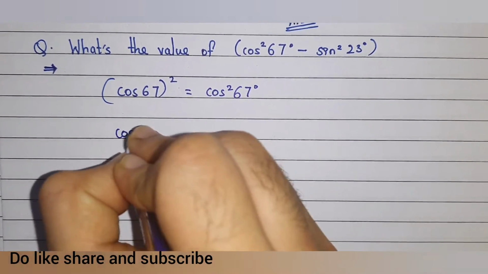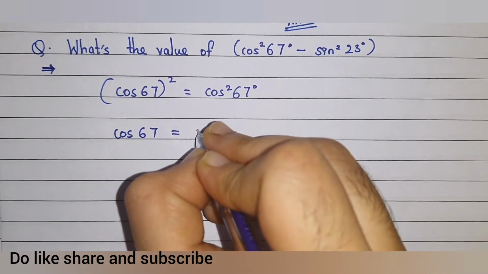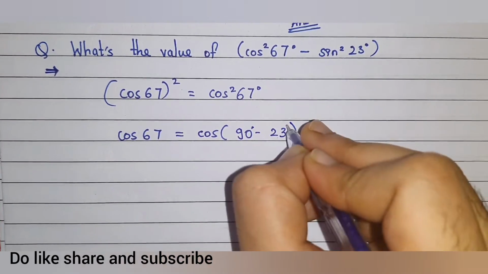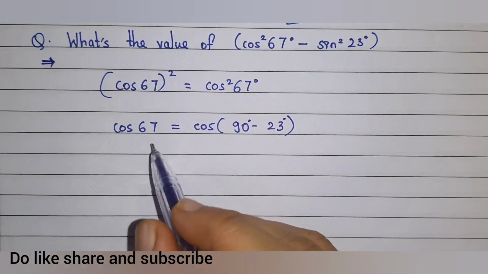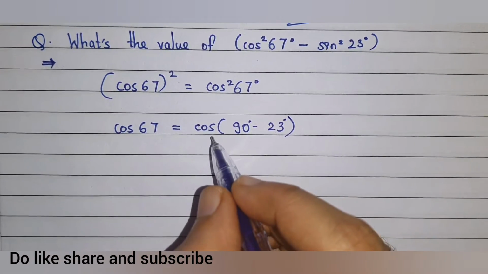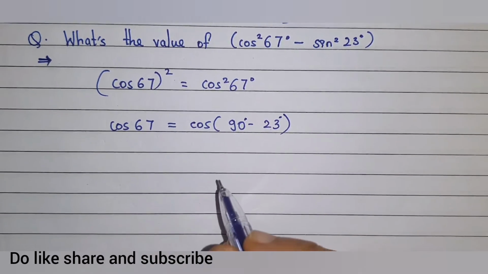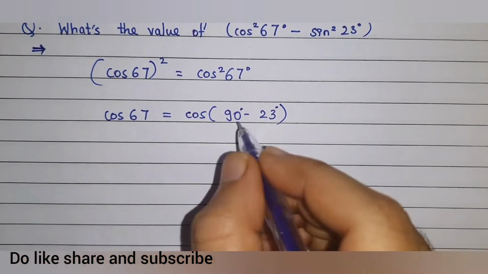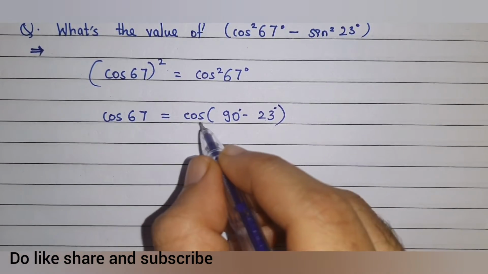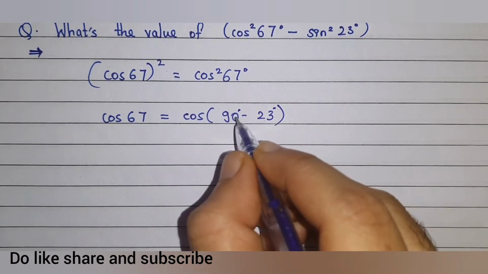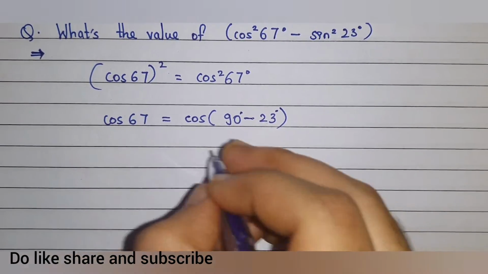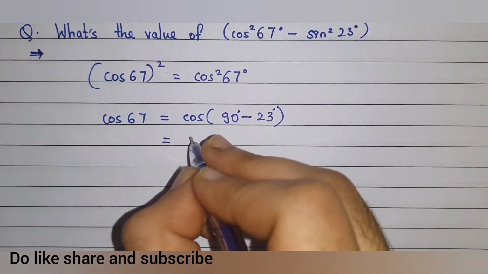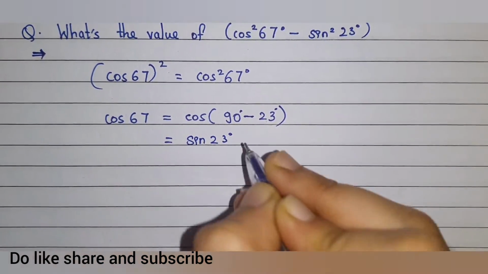So for cos of 67 degrees we can write cos of 90 minus 23 degrees. In the previous lectures I have also told you that this theoretical explanation is given in my trigonometric series. Please do watch those videos. You will understand how it is there. So cos of 67 degrees can be written as cos of 90 degrees minus 23 degrees. After subtraction you will get the same value. So now cos of 90 minus theta is sine of theta, that is sine of 23 degrees.